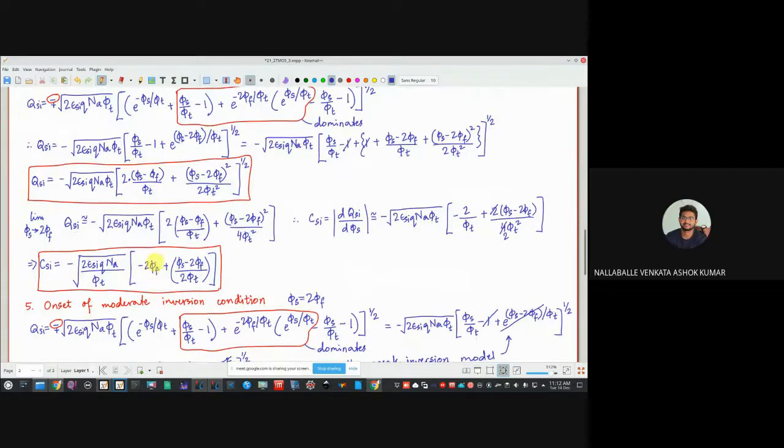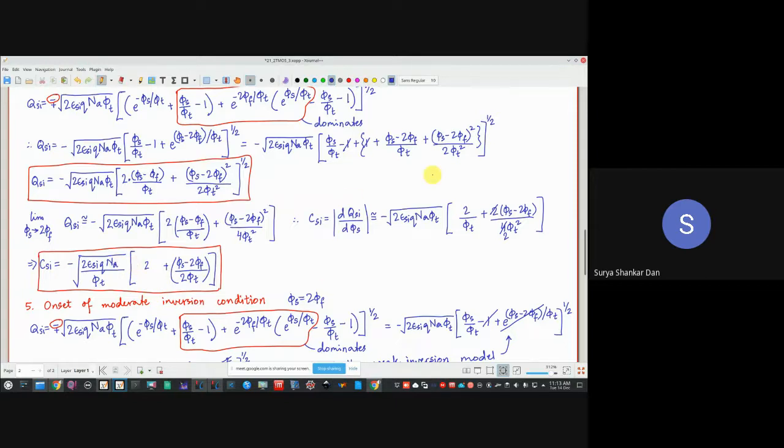Sir, but we... No, I am actually tied up with a lot of work. So plus 2 by phi t. Just a second. This is minus 2 by phi t. This phi t, I'm bringing it out, right? So it will be plus 2 by phi t, because 2 phi s by phi t differentiated gives 2 by phi t. This phi s is gone, right? So it will be plus only. Okay, got it.